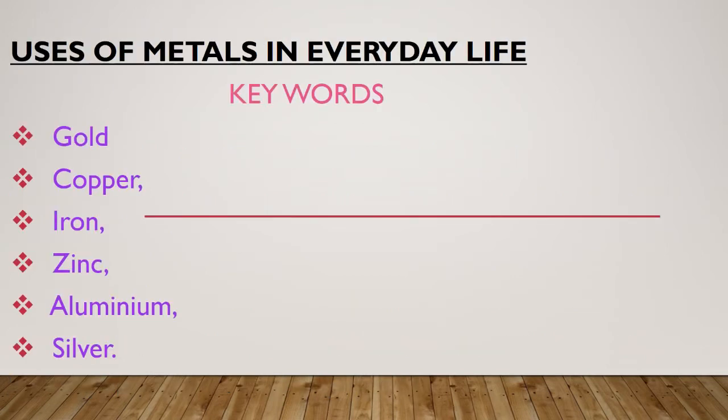So our next subtopic, use of metals in our everyday life. Keywords: gold, copper, iron, zinc, aluminum, silver. If you look at the keywords, they are all examples of metal. Gold is an example of metal. Copper is an example of metal. Iron, zinc, aluminium, and silver. So we proceed to see how we use these metals in our daily lives, the things we use them for.